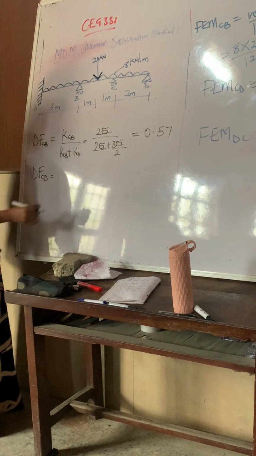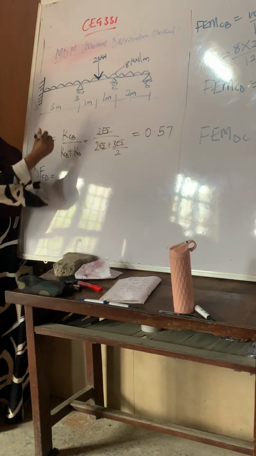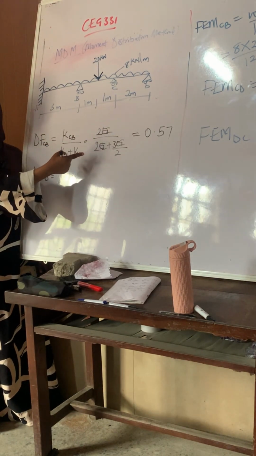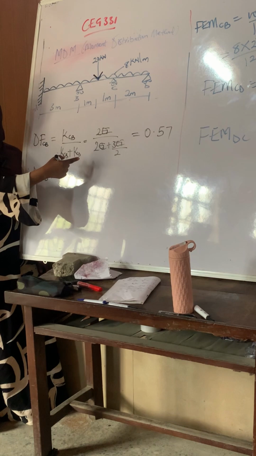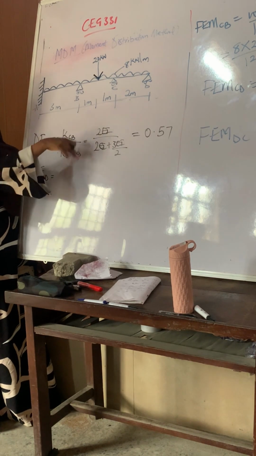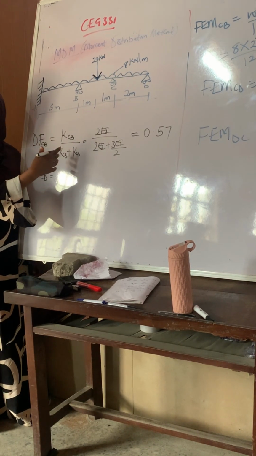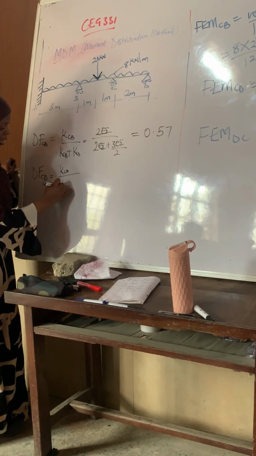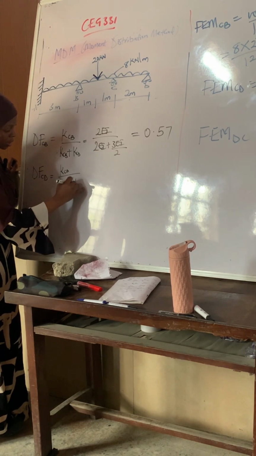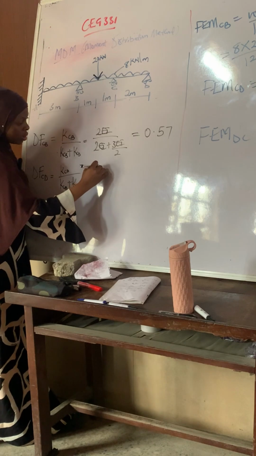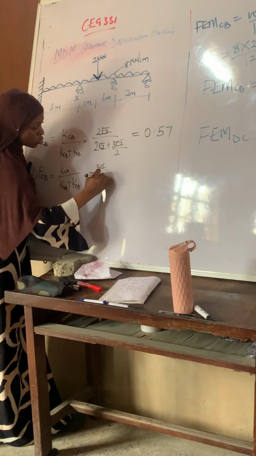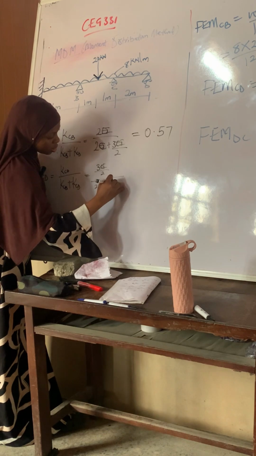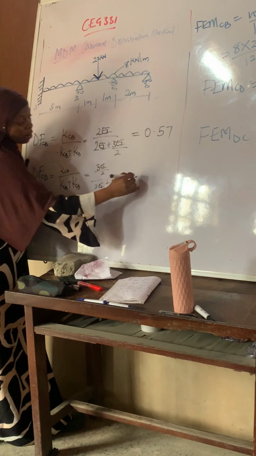Then we have our DFCD. Should we still go through the hassle of the one minus all this formula, or should I just do one minus the answer? I should still write out the formulas. KCD over KCB plus KCD. 3EI over 2 over 2EI plus 3EI over 2. And what is our answer?